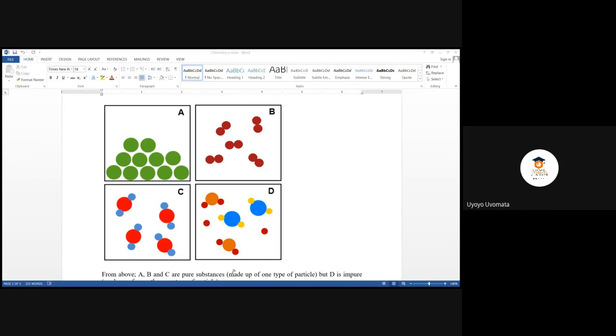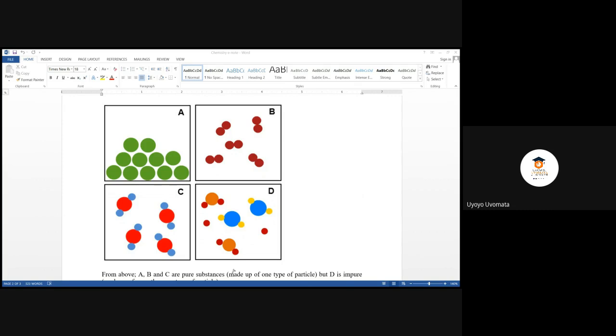Now what about substance B? You can see two particles of the same color joined together, and then they are spaced. So you see one set of two particles joined together, separated from another set of two particles joined together, and then separated from a third set, and then a fourth and a fifth. But what can you notice about them? They are of one type also. Again, substance B is a pure substance. Now, what about substance C?